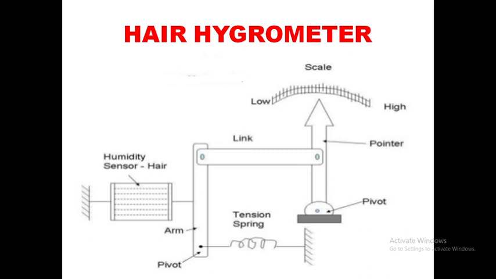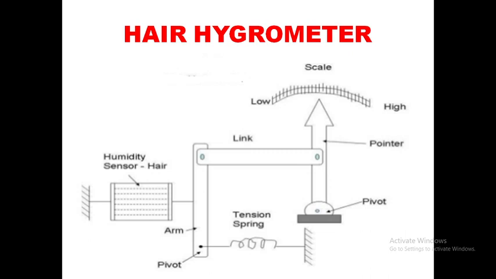Refer this diagram. Tension spring is there, to ensure proper function. The hair arrangement is connected to an arm and a link arrangement, and the link is attached to a pointer. Refer this diagram. The pointer is pivoted at another end. The pointer sweeps over a humidity calibrated scale. Human hair has a property that its length increases when it is wet and its length decreases when it goes dry.